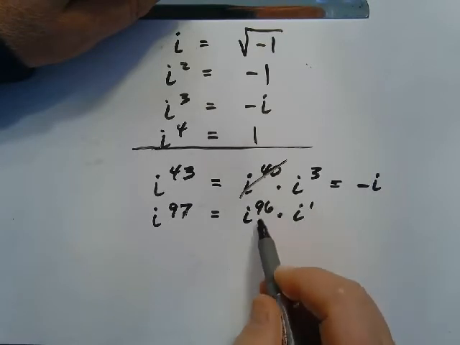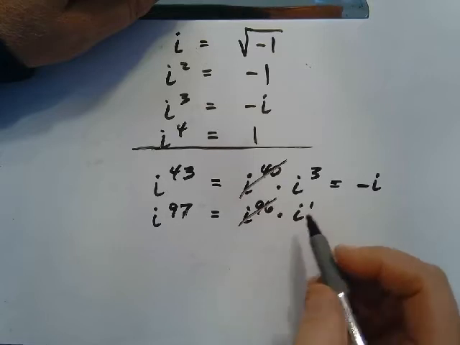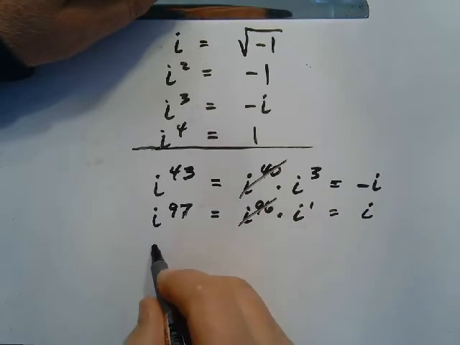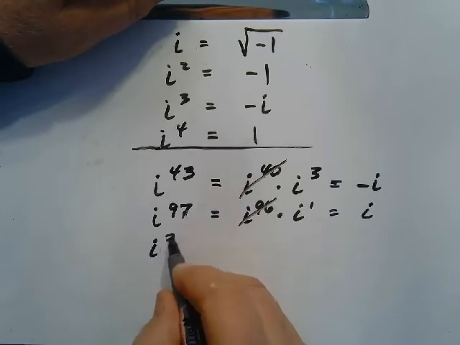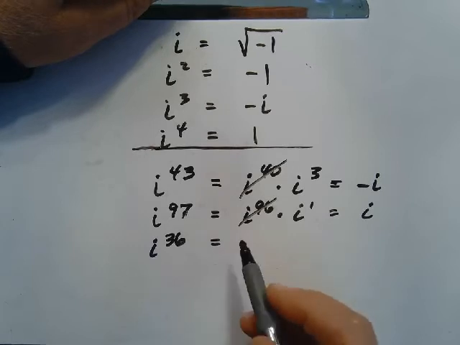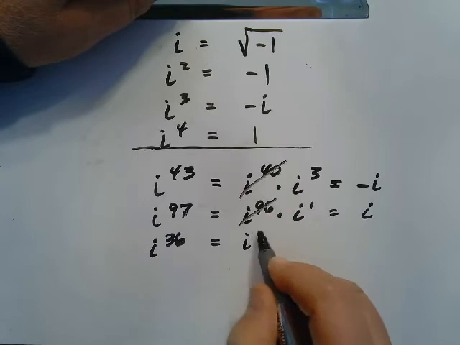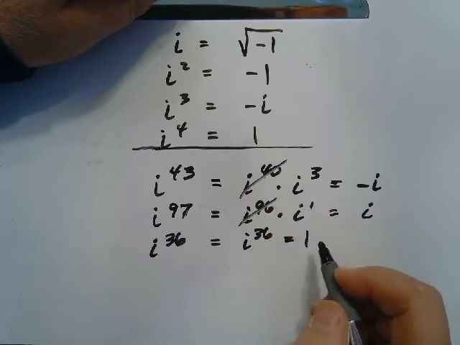96 and 1 is 97. 96 is a multiple of 4, so that goes out, becomes 1, and this is simply i. Let's do another one. i to the, how about 36th? What's a multiple of 4 that is equal to or just less than this? Well, it happens to be 36. So i to the 36 is just equal to 1.